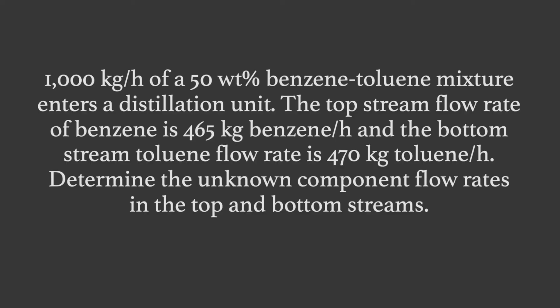All right, so this problem states that 1,000 kilograms per hour of a 50 weight percent benzene toluene mixture enters a distillation unit. The top stream flow rate of benzene is 465 kilograms of benzene per hour, and the bottom stream toluene flow rate is 470 kilograms of toluene per hour. Determine the unknown component flow rates in the top and bottom streams.